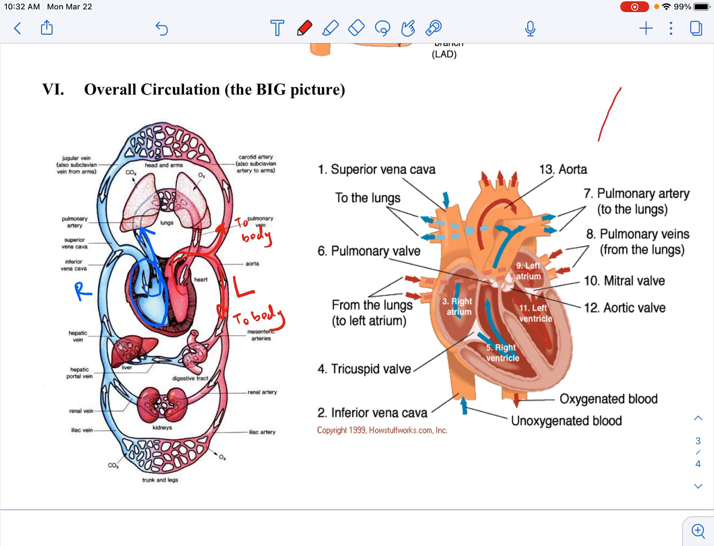You can get a really nice overview of all of the chambers and vessels to and from the heart in the picture to the right. But again, we will be going over this in a separate set of notes. So stay tuned for that.